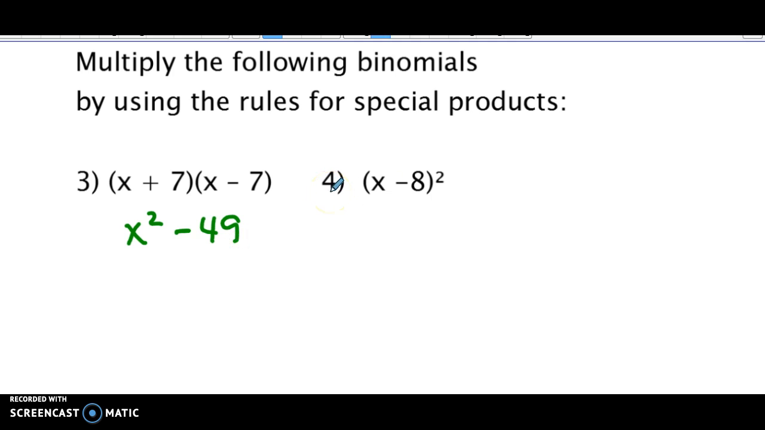On number 4, I have x minus 8, the whole quantity squared. So really think about this. This means x minus 8 times x minus 8. Let's take a quick moment here to remember that we cannot distribute exponents across an addition or subtraction expression. This does not equal x squared minus 64, which we'll see as we simplify this.